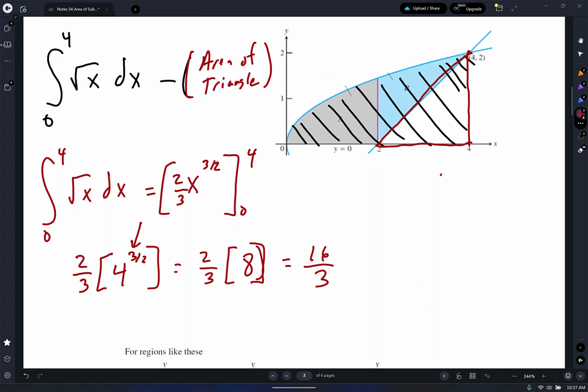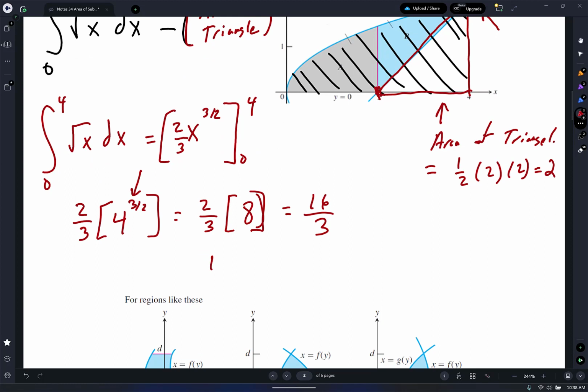Now I'm going to do the area of the triangle. So I'm going to come over here and write area of triangle equals, let's see, 1/2 base times height. What's the distance from 2 to 4? 2. And then the height, what's my height? 2. 2 times 2 is 4, and half of 4 is 2.